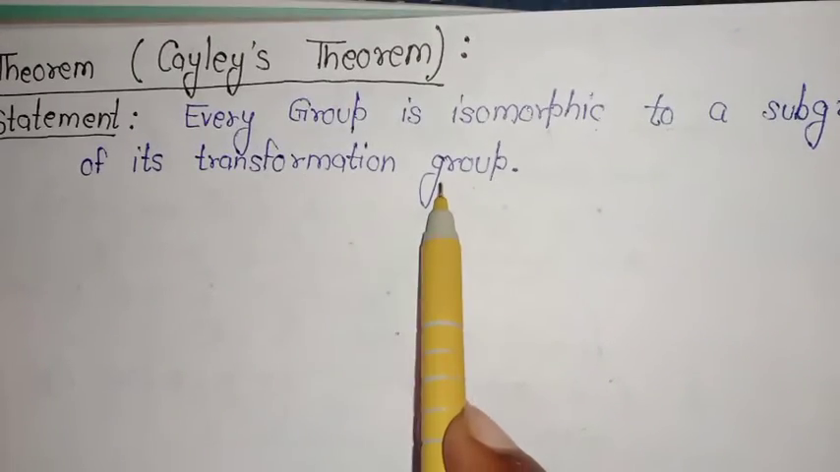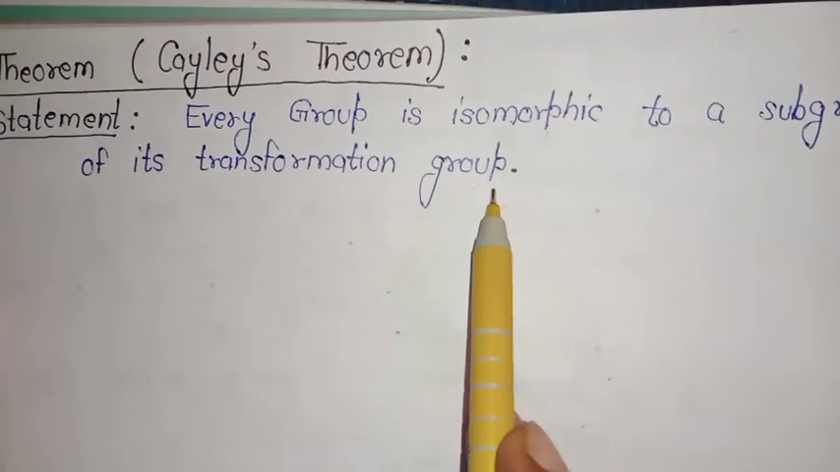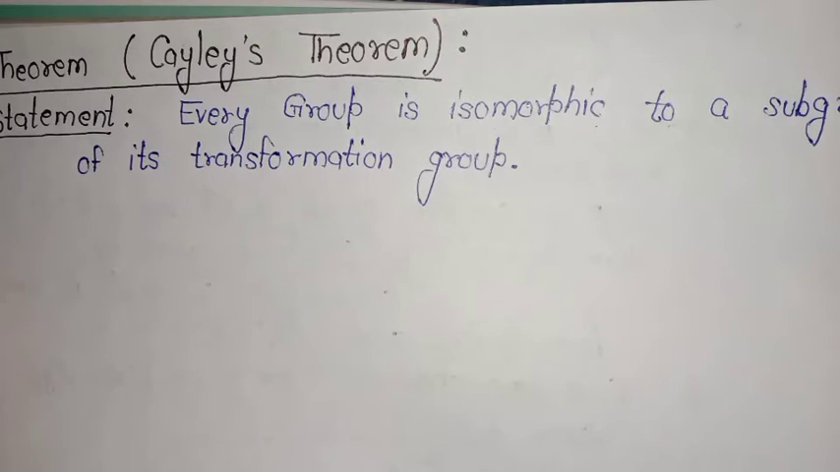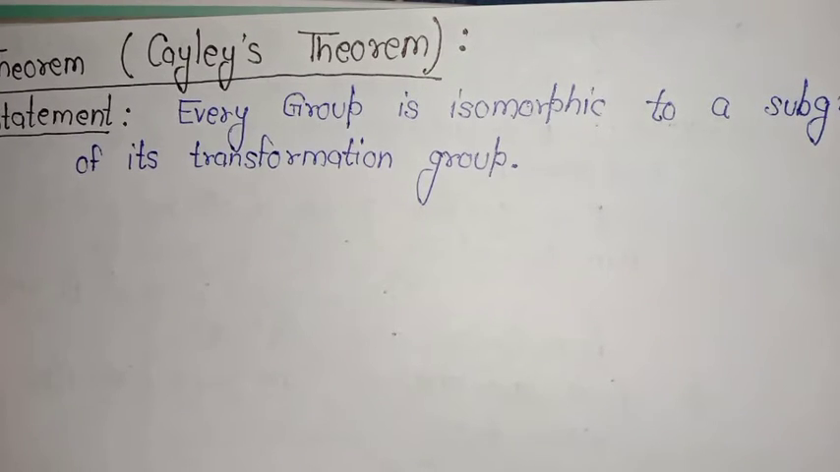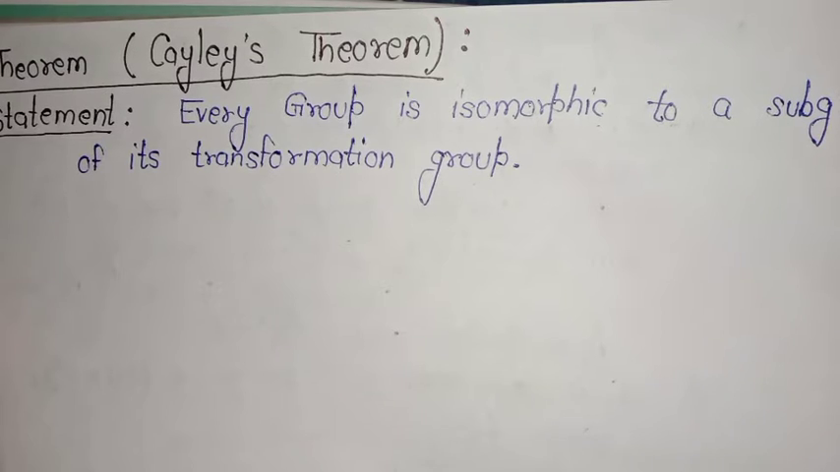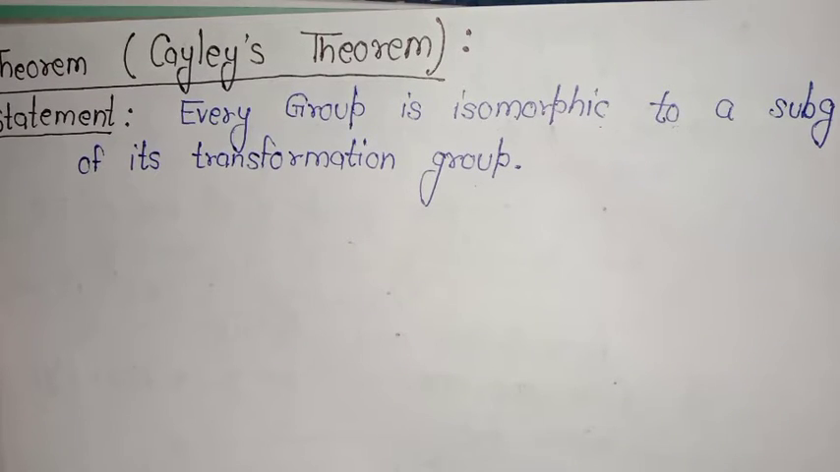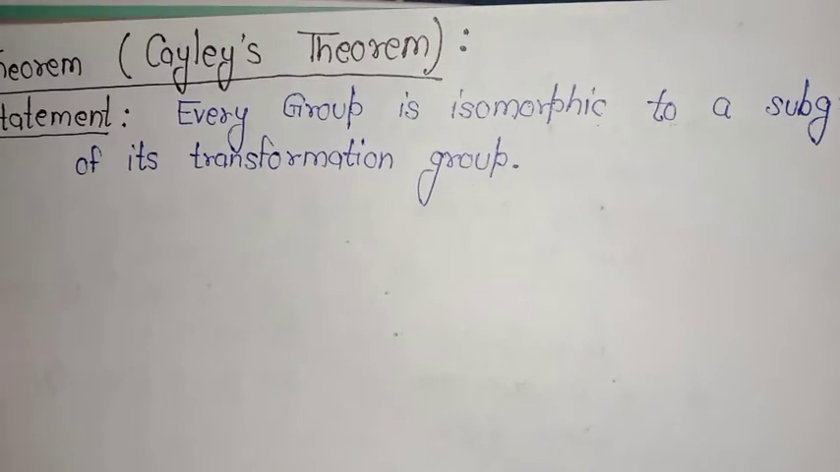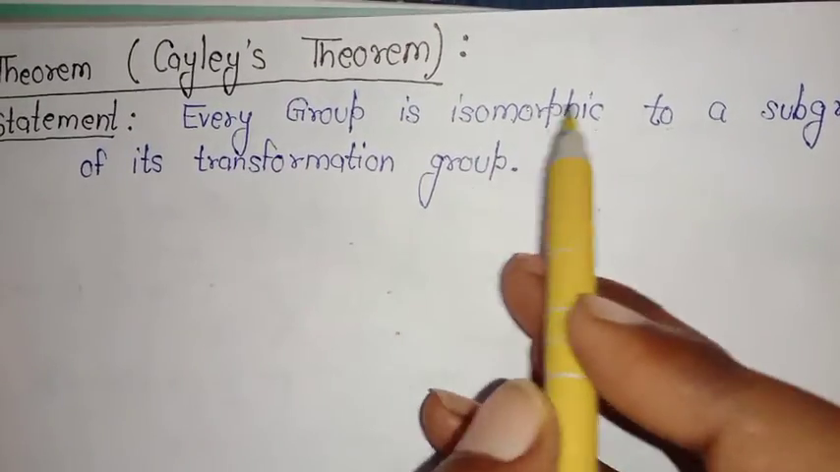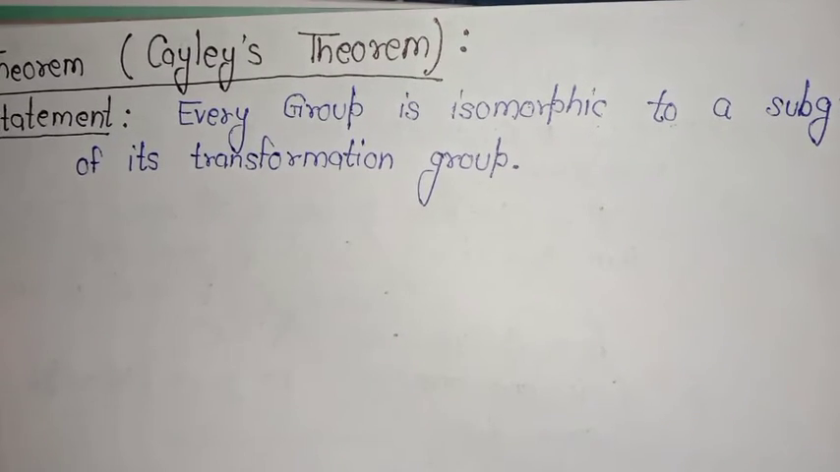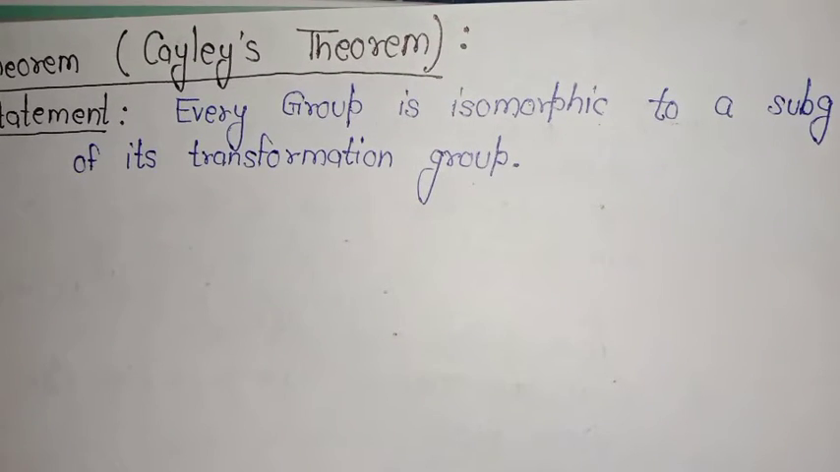And what is a transformation group? This is also known as a permutation group or a symmetric group. I told you that a function which is 1-1 and onto both, the collection of all such functions forms a group with respect to function composition, and that is called a permutation group. Today we will discuss that every group is isomorphic to a subgroup of its transformation group. So we will start our proof now.